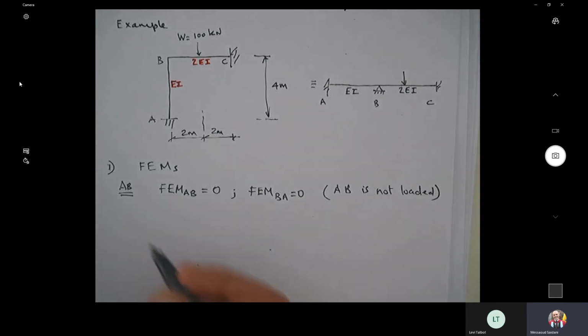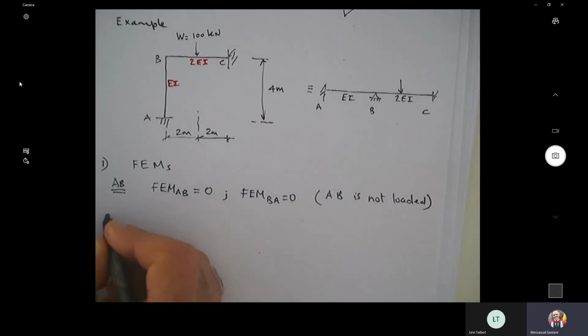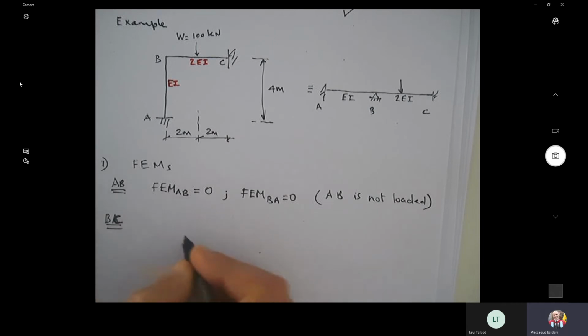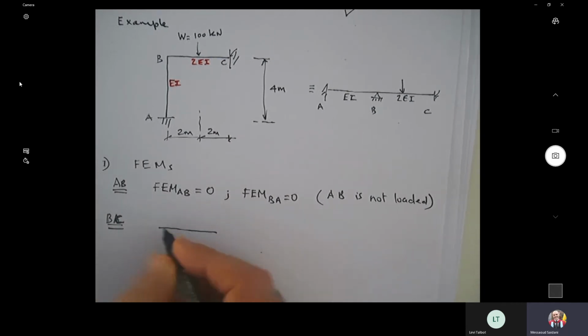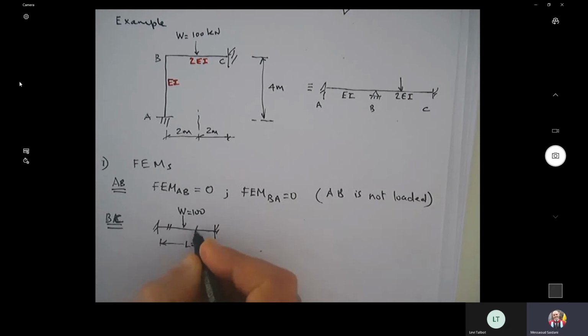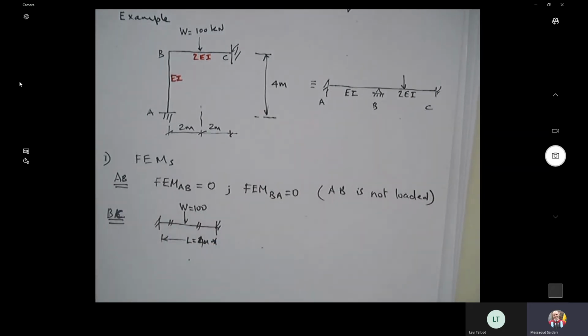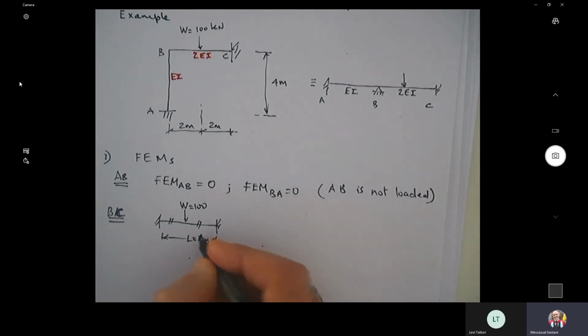Okay. Similarly, for member BC. This is member BC. We have this here. It's 100, and then we have 4 meters. And the load is in the middle. We have 4 meters, and the load is in the middle.